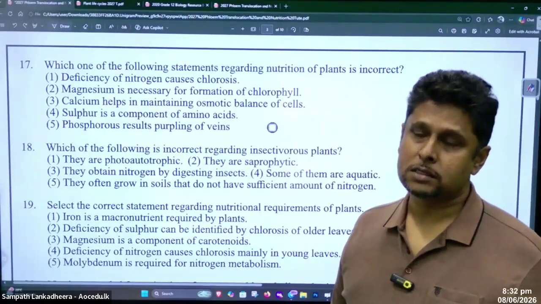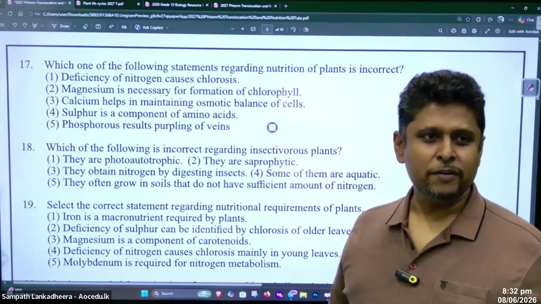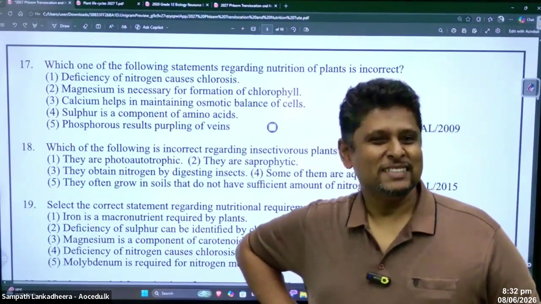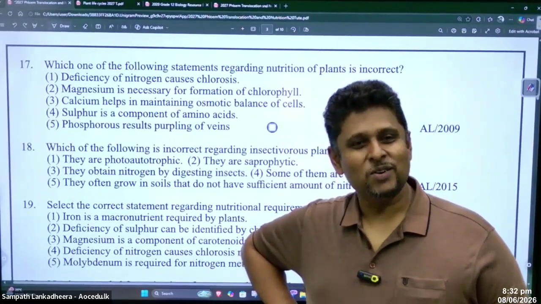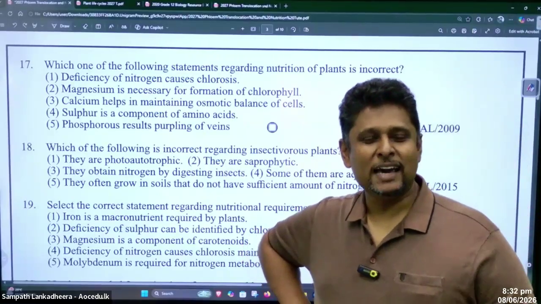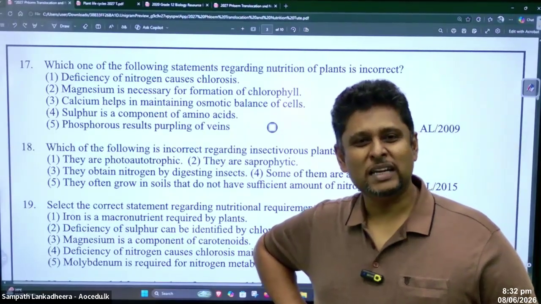Calcium and osmotic balance, correct, and then membrane permeability. Is it calcium or chloride that maintains osmotic balance? Please check that. Chloride maintains osmotic balance, and calcium is cell wall material and so on.